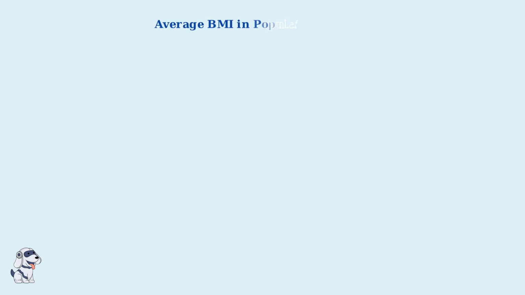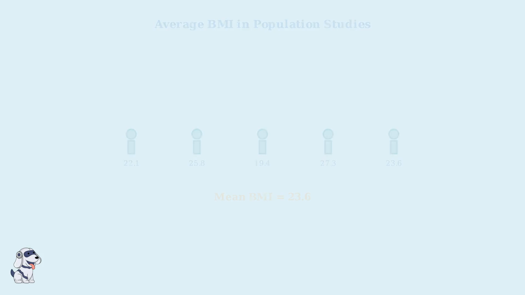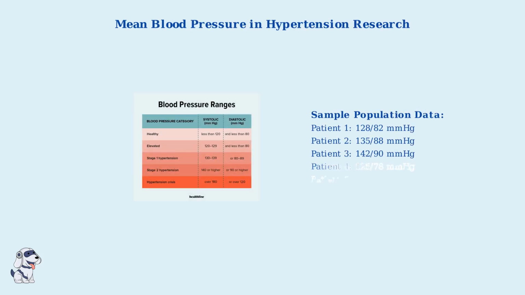The mean serves as a fundamental statistical tool across numerous public health applications. From population health assessments to clinical research, the arithmetic average provides essential insights for health professionals and policymakers. One of the most common applications is calculating average body mass index in population studies. Researchers use mean BMI to assess the overall nutritional status and obesity prevalence in different communities. In hypertension research, mean blood pressure measurements help establish baseline values and track treatment effectiveness across patient populations.